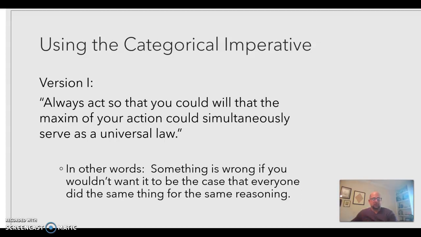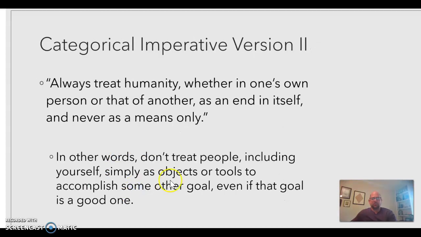Or if I get you to do something by lying to you, would I want it to be the case that everybody lied in order to get what they wanted? And the idea is, of course not. That principle is supposed to give the same results as this one. Always treat humanity, whether in one's own person or that of another, as an end in itself and never as a means only. In other words, you can't treat people as objects or tools, even for good reasons. And that's not just don't use people, because it doesn't have to be for selfish reasons. It could be for even good reasons.